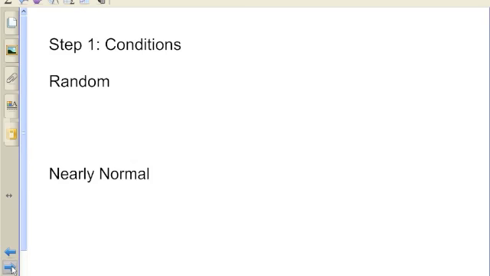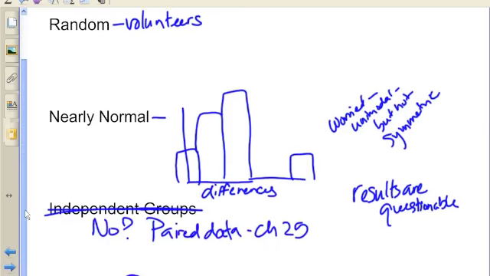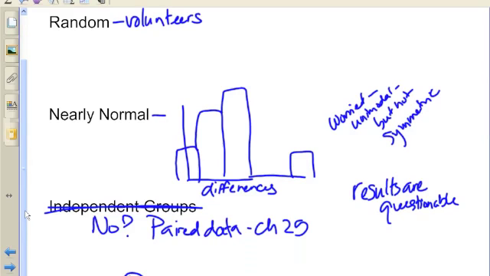So the first thing we go to is checking conditions. We actually did this last time, so I'll just remind you. Random, we discussed they were volunteers. It does make it difficult for us to expand our results, but experiments are commonly volunteers. That's okay. And then we showed that the differences were not really nearly normal. I was pretty worried about that because we only had 10 in our sample. That's a really small sample size. So that means this thing needs to look really normal for us to proceed, and it doesn't. So I don't know. We'll keep going.